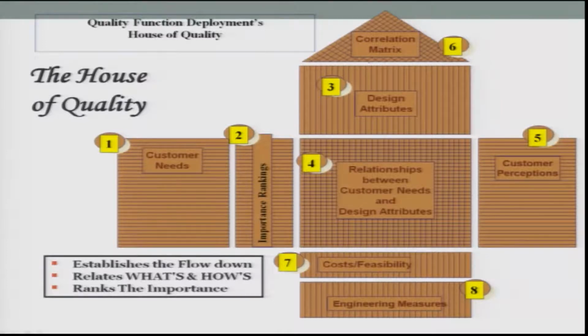So, there would be some customer perception, and based on it the design attributes should be tailored. There would obviously be some cost feasibility and engineering measures. If the design requirement based on the customer requirement is very tough, then obviously the cost would increase. So, you have to make appropriate planning to meet the customer requirement to the maximal possible extent, and if required, talk with the customer to check how rigorous the requirements actually are at his or her end.